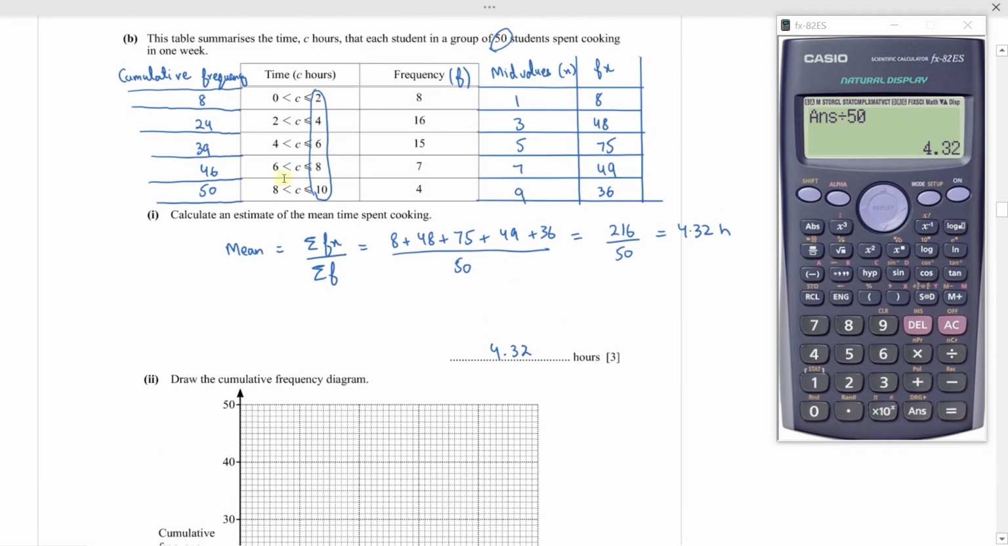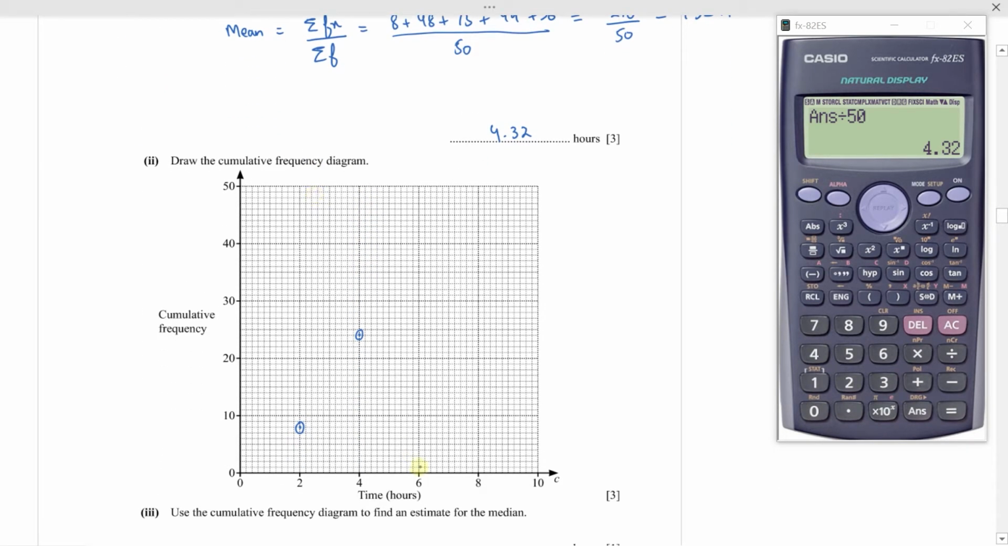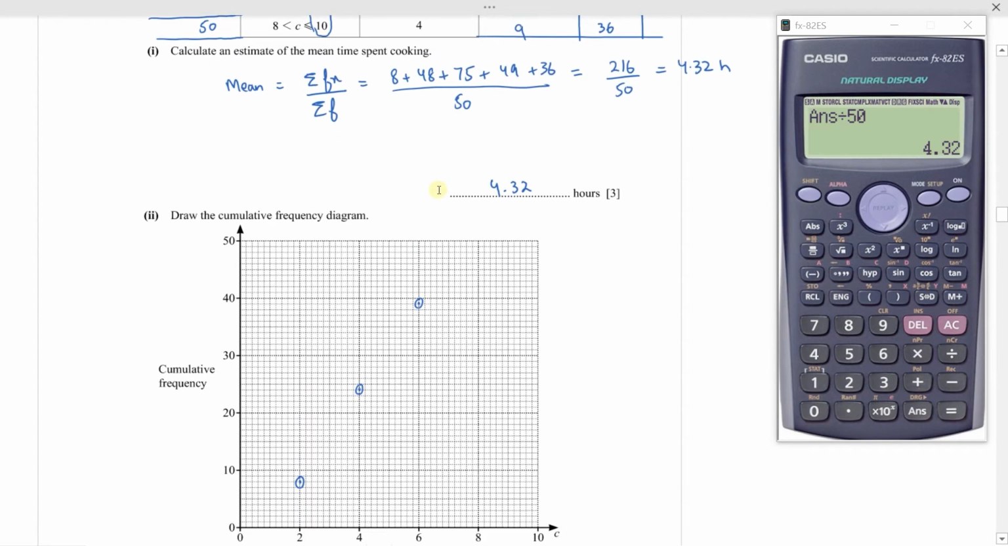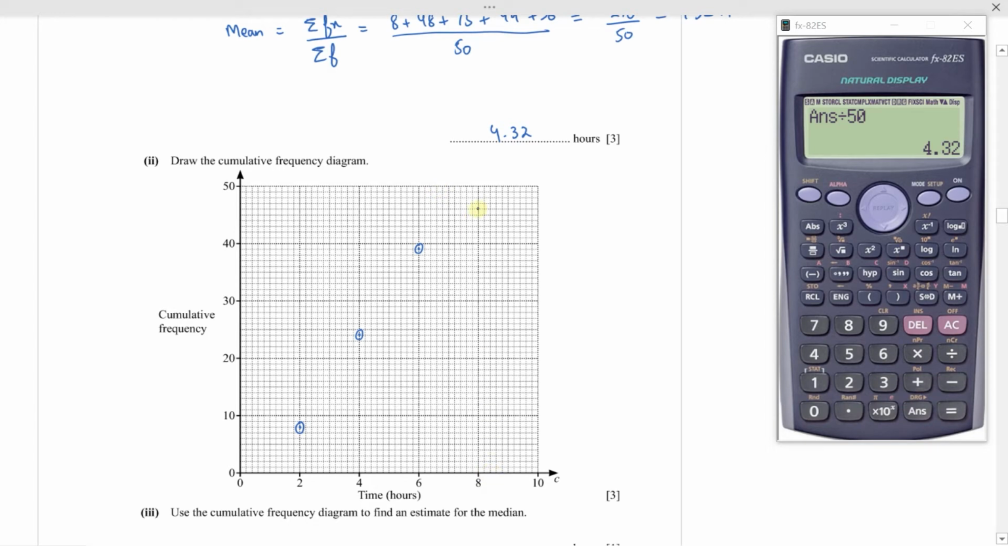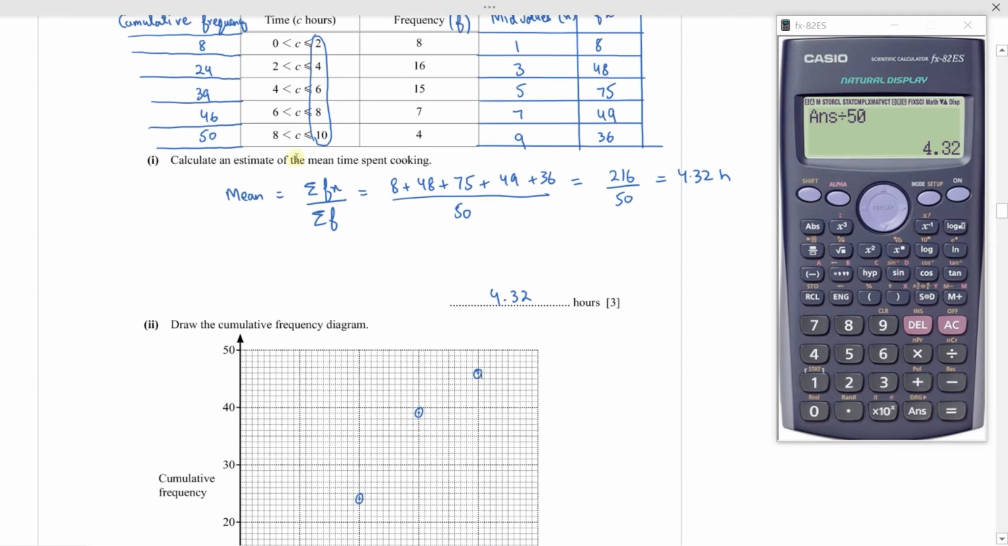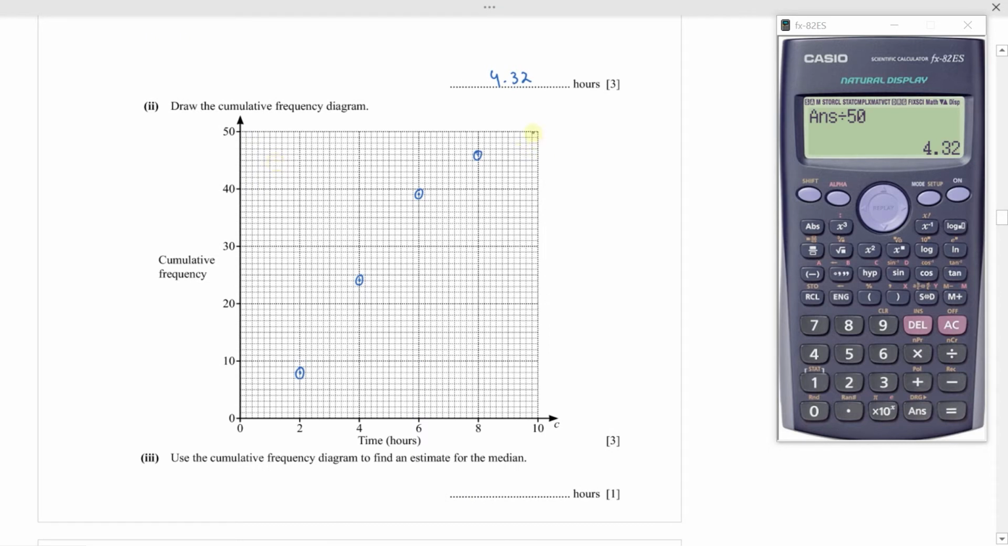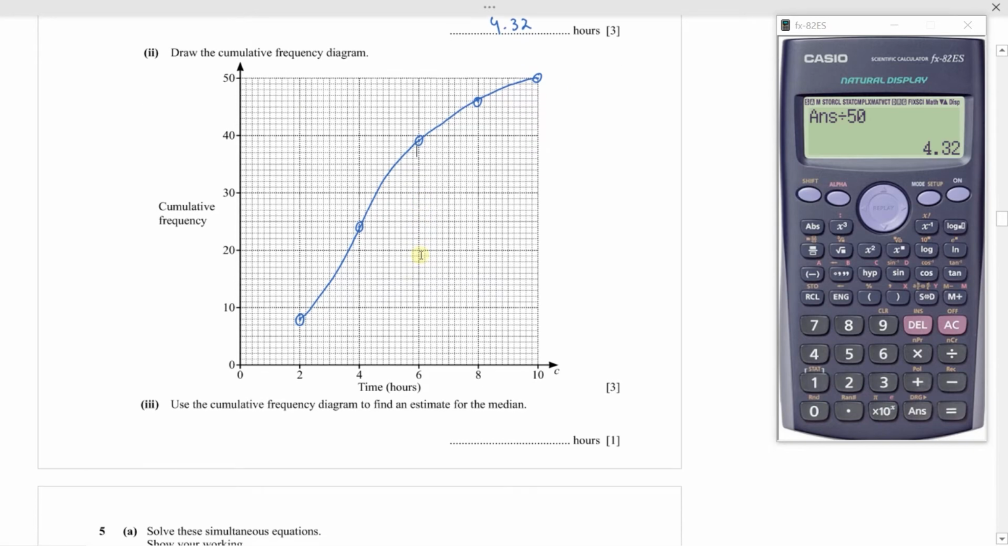Then you have 6 and 39. So 6 and 39 will be this. 8 and 46. Then 10 and 50, which will be this. So now I will try to join them through a smooth curve. So this will be your cumulative frequency curve.